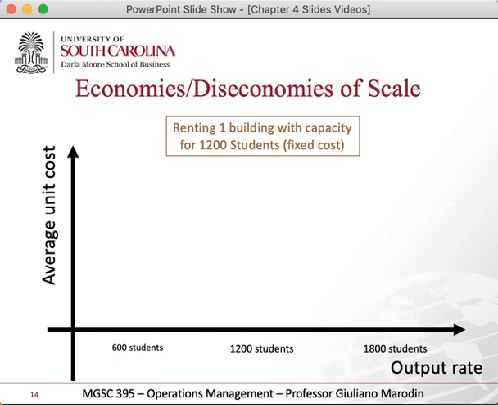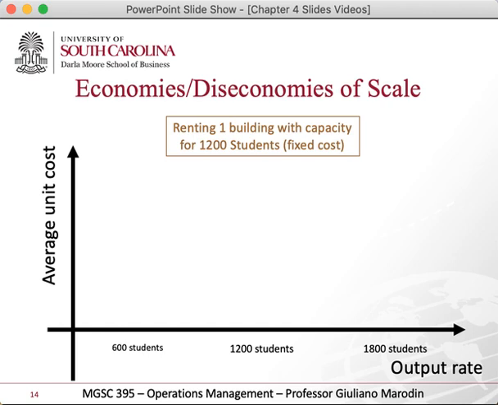So basically, let's say that you have a building that has a capacity of 1,200 students, and when you rent a building, you have a fixed cost, right? You have all these rooms that are available with a capacity for 1,200 students. So what happens when you have more and more classes? The building is the big cost, right? The instructors are a much lower cost than the building.